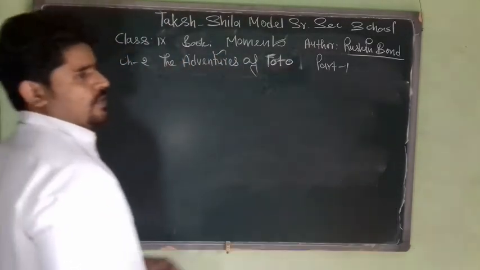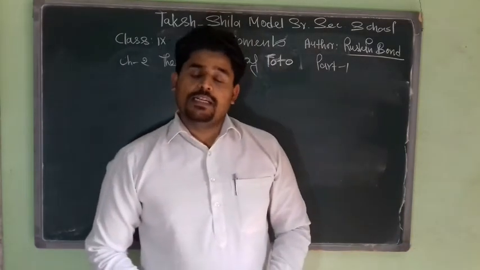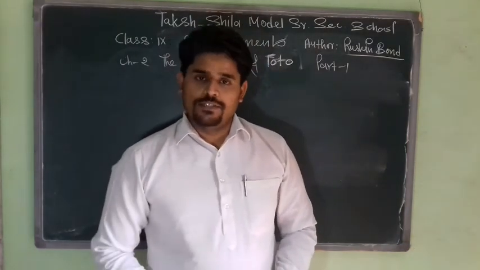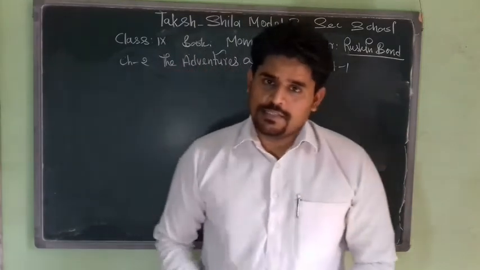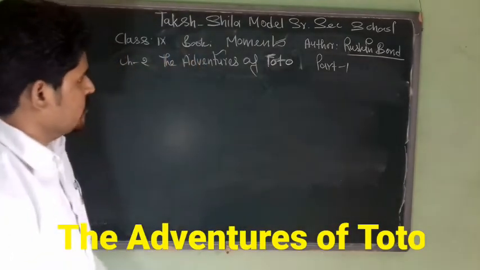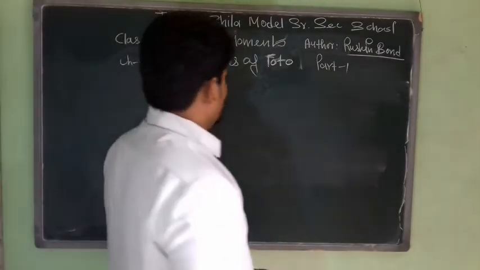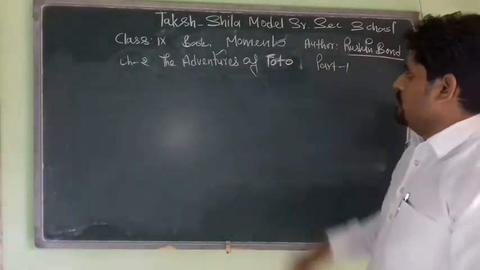So students, the chapter that we are going to discuss today has been taken from the class 9 book Moments, and this is chapter number 2, and the title of the chapter is The Adventures of Toto. So students, before we move on to the explanation of the chapter, let us just take a look at the title of the chapter, The Adventures of Toto.